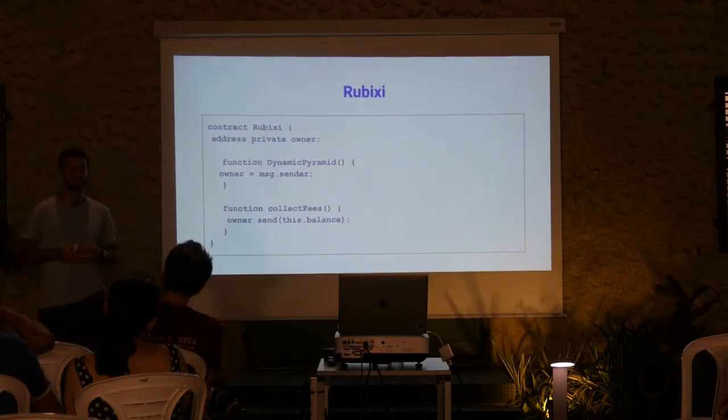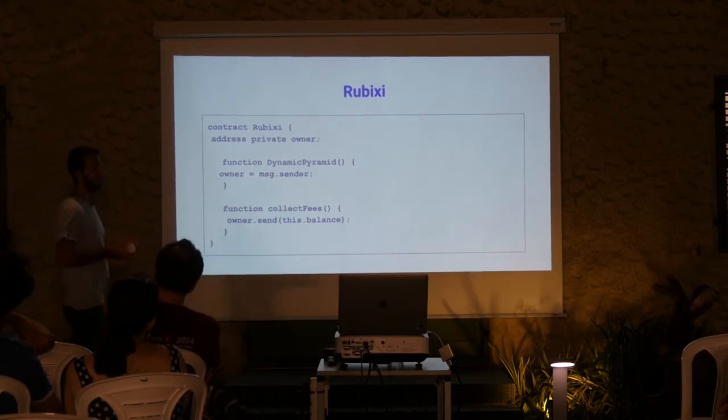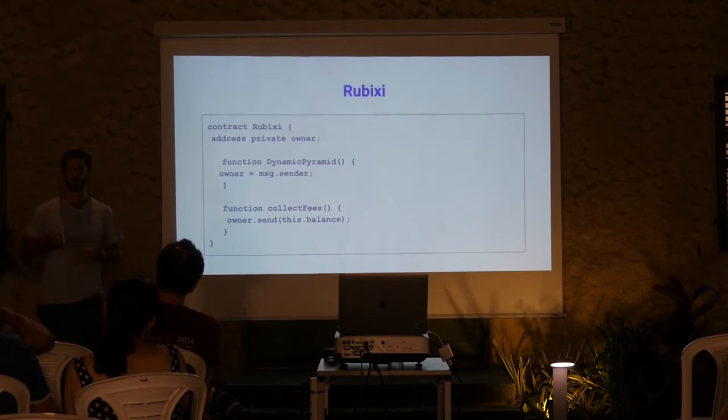Okay, so Rubixi. Rubixi is an interesting project, and the original name was Dynamic Pyramid. This is a real project, yeah.